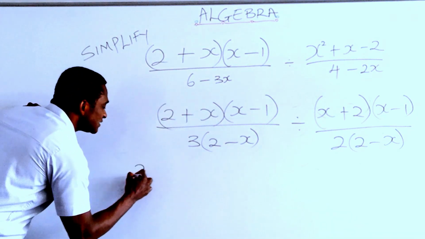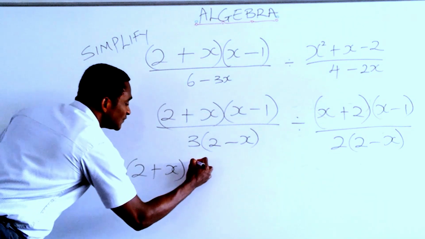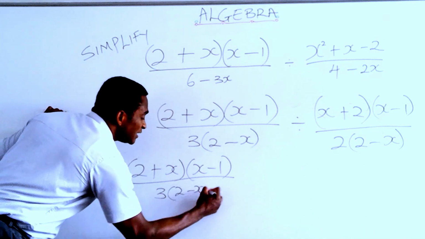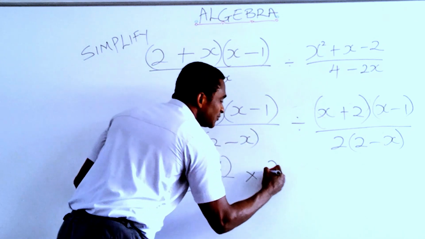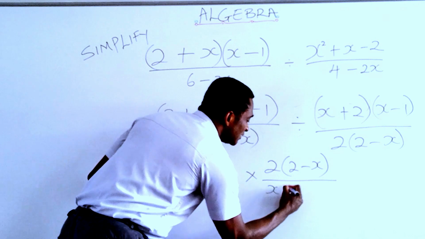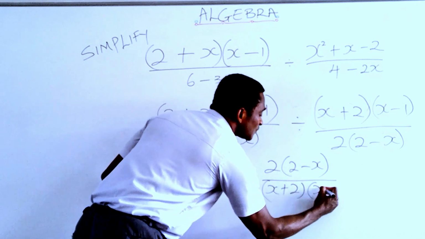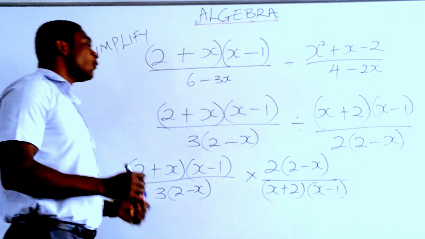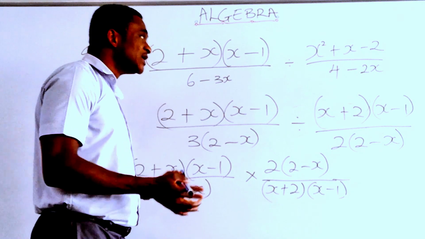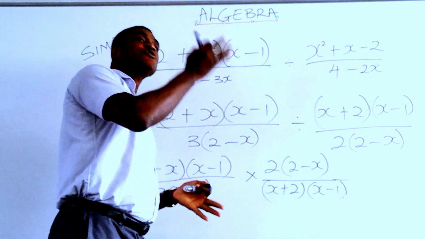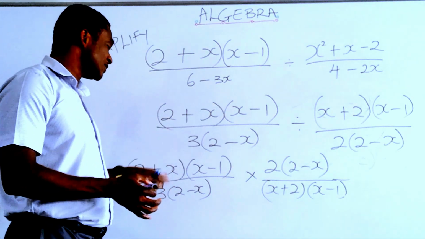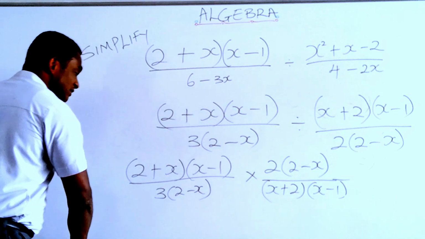So let's go. We still have (2 + x)(x - 1) divided by 3(2 - x), times, you see now, we bring the denominator up and take the numerator down. Now we can look out for what can actually cancel out here. Remember, when you are cancelling out fractions, it has to be between a numerator and a denominator. You cannot cancel denominator and denominator or numerator and numerator. So let's see what can actually cancel out here.